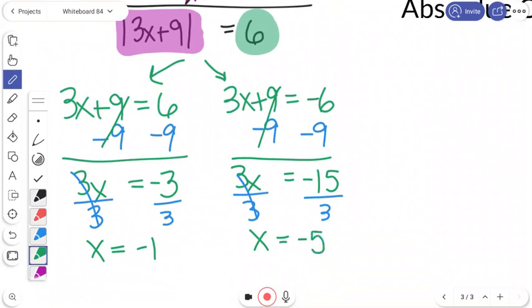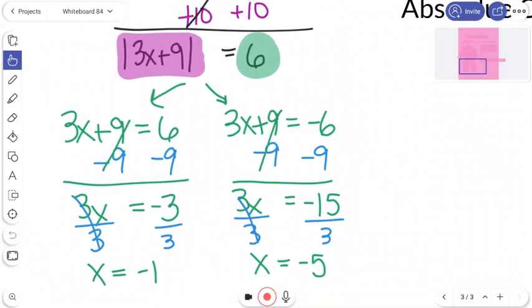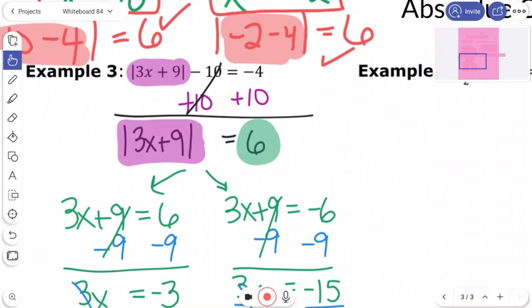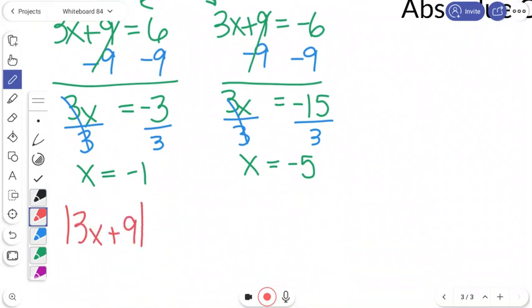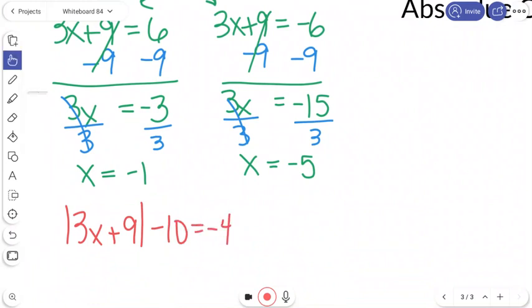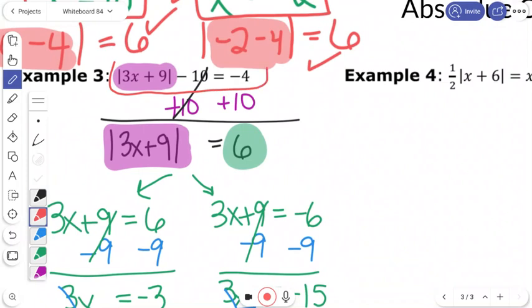We are not allowed to assume that they are both valid. We have to double check. So we're going to substitute both of those number values back into our original equation. So when I look back at the top, it says the absolute value of 3x plus 9 minus 10 equals negative 4. So that's what I need to rewrite. The absolute value of 3x plus 9 minus 10 equals negative 4. That's what our original equation states. It's right up here.